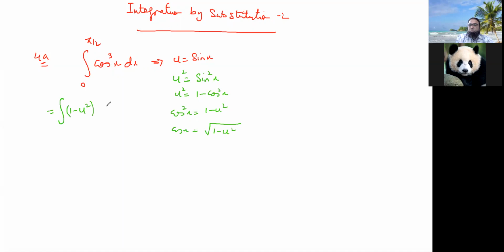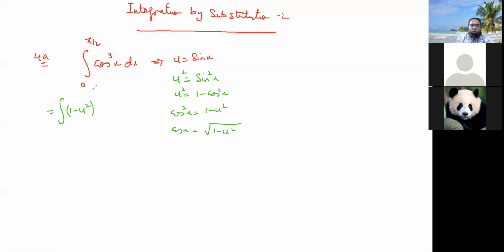This is cos x, and I have cube. Yes, please, what is the power? Cube. 3 over 2. Sir, 3 by 2. Yes, beta, it is 3 by 2. Okay. Now you have to think about this dx.